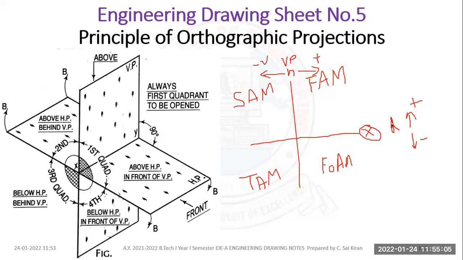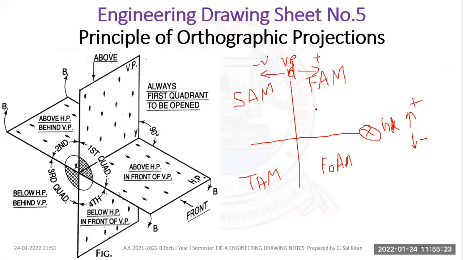So I gave the wrong dimension. This is called H distance, and this is called D distance. H is nothing but above or below the horizontal plane. D is nothing but in front of or behind the vertical plane. Vertical plane has only two things: either it can be in front of the vertical plane or behind the vertical plane.